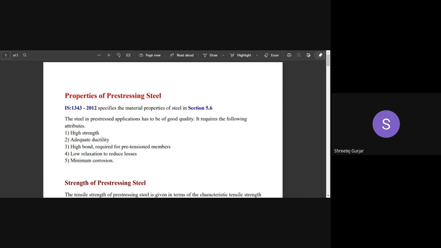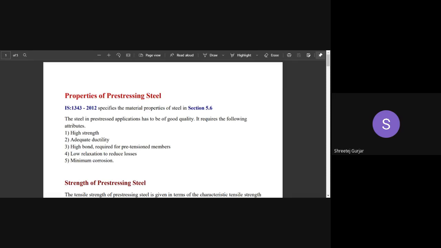Coming to the next property, it should have adequate ductility. Every steel should have some amount of ductility, so that it gives warning before failure, right? Before it fails, it deforms. A certain amount of deformation is shown, so that warning is given to the people residing in our structure, and we can have adequate time for escaping before the structure fails. So that is why ductility is also required.